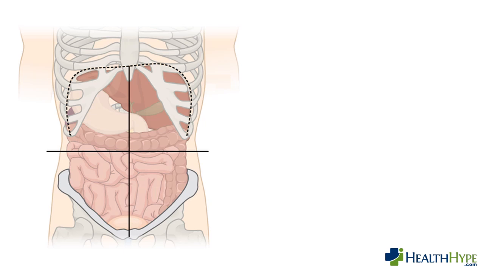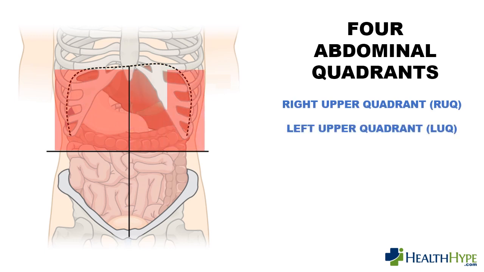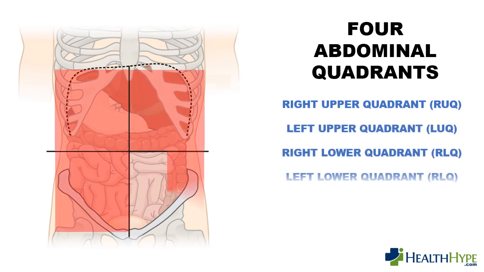The abdomen can be broadly divided into 4 quadrants. This includes the right upper quadrant, left upper quadrant, right lower quadrant and left lower quadrant.